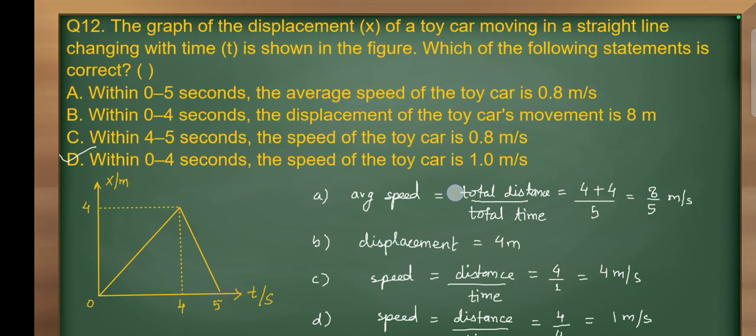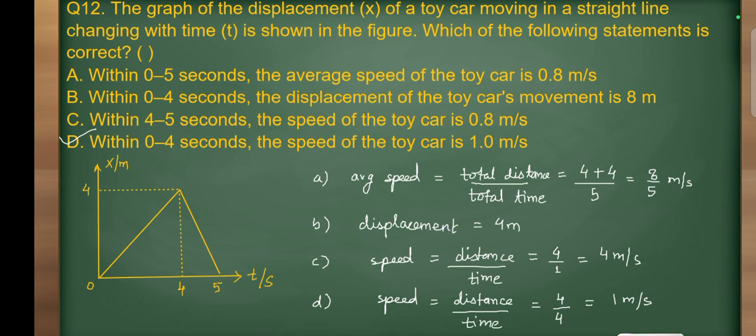Question number 12. The graph of displacement of toy car moving in a straight line changing with time t is shown in figure. Which of the following statement is correct? Within 0 to 5 seconds, the average speed of toy car is 0.5 meter per second. We know that average velocity is equal to total displacement by total time. Here time is given as from 0 to 5 seconds.